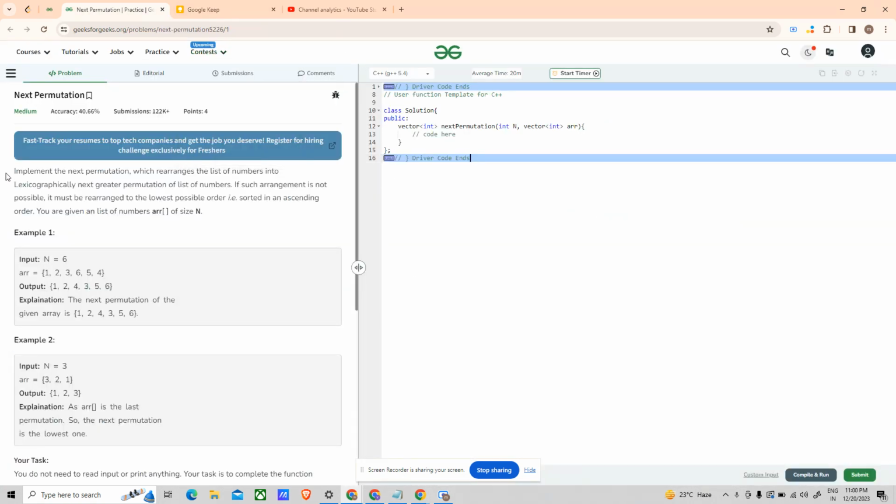The problem says implement the next permutation, which rearranges the list of numbers into the lexicographically next greater permutation of the list of numbers. If such an arrangement is not possible, it must be rearranged to the lowest possible order, that is, sorted in ascending order. You are given a list of numbers ARR of size n. Okay, let's understand what the problem says.